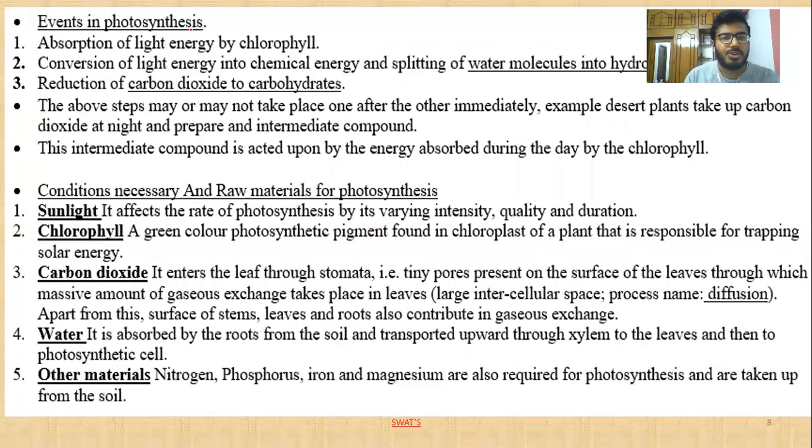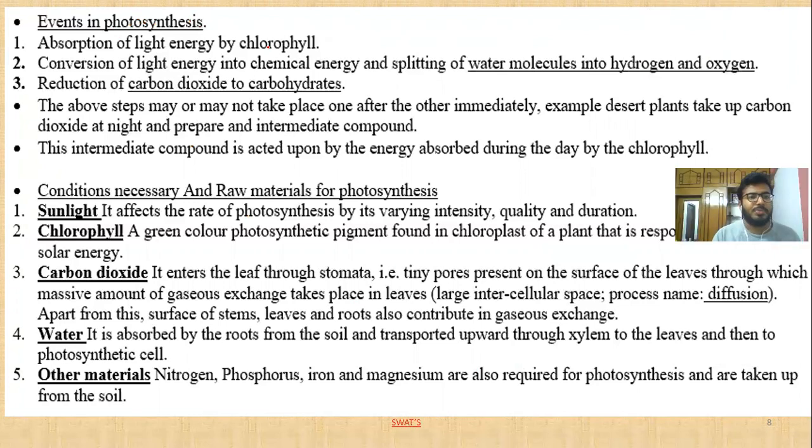Now, events in photosynthesis, first we will look. Absorption of light: these three events are there, you can see 1, 2, 3 events. These three events can be in any order. The first can happen first, then the third, then the second, or second, first, third, any pattern is okay. So first you should know what all requirements are there. Sunlight is required, water is required, carbon dioxide is required, and chlorophyll is required. The first one is absorption of light energy by chlorophyll.